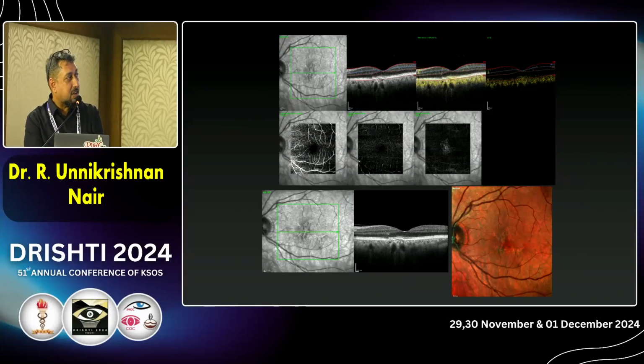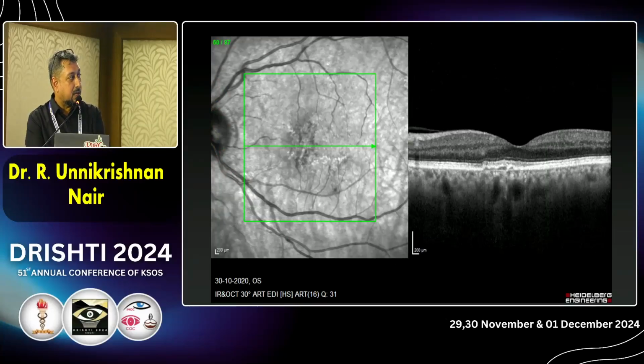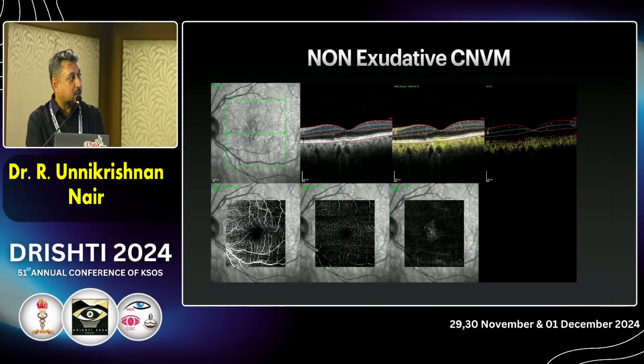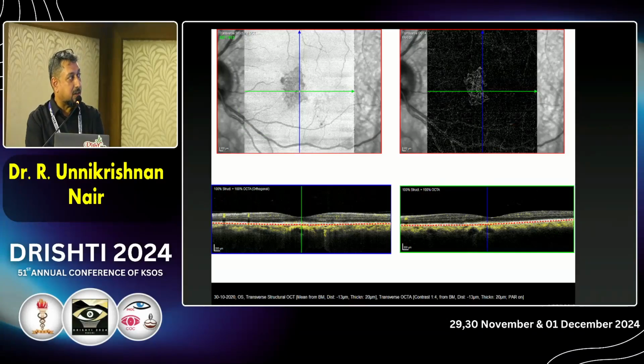So this is an example where you see a small elevation over there, and you see a small elevation happening here, and on the OCT angiography, you see a small vascular network. You can jump to call it a CNVM, but it is not an active CNVM because there is no SRF. Again, you see a small disturbance over here. You see a CNVM here, but there is no SRF. This is the component of a non-exudative CNVM.